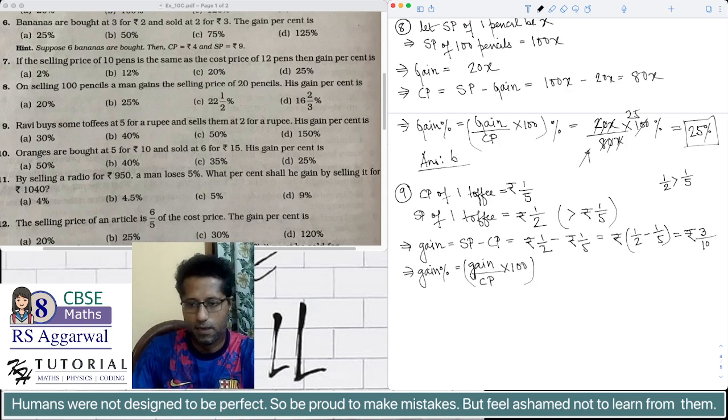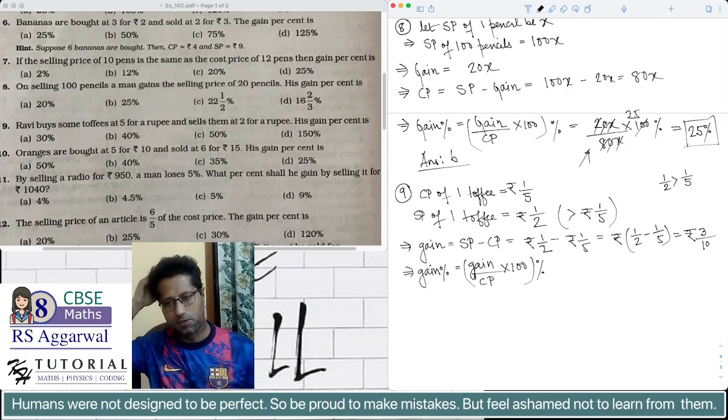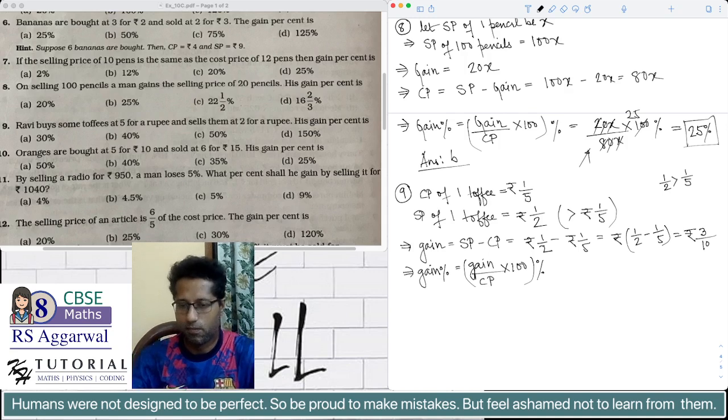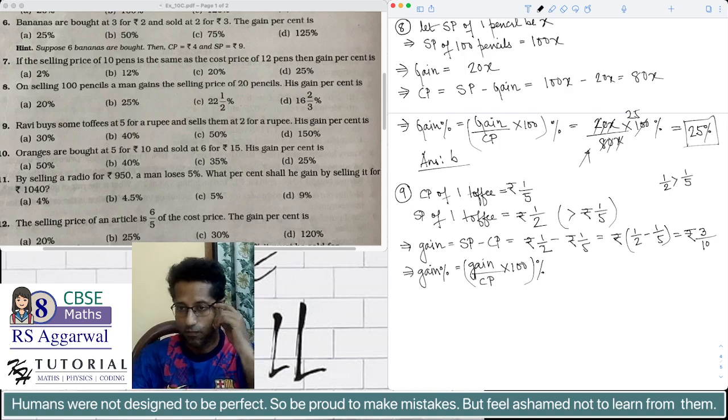Now remember, the gain, cost price and selling price are all based on one toffee. It does not matter what the number of articles involved is in finding the gain or loss percent, as long as it could be 1, 2, 3, any number of articles. The actual number does not matter, but the number of articles should be the same in finding the cost price and the selling price.